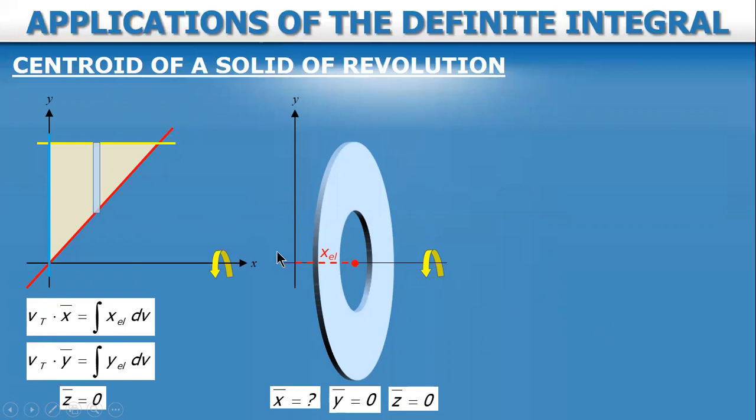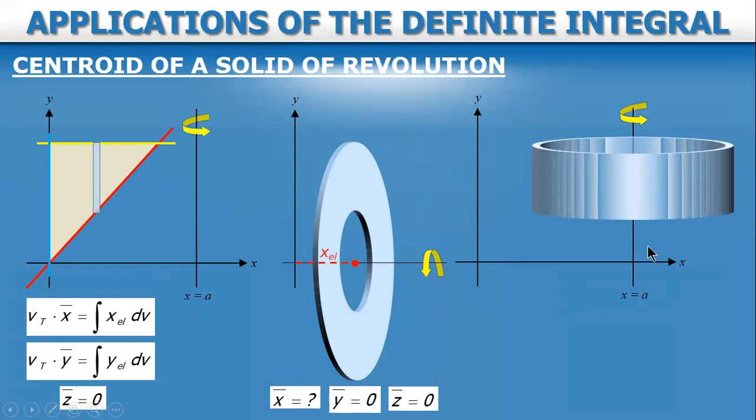Okay. Now, what if we revolve this about the vertical axis? Let us say we are going to revolve this region about the line x equal to a. Considering this rectangular element, when revolved, we will have a cylindrical shell. Now, this will be our element. It is no longer the rectangle, but the cylindrical shell.